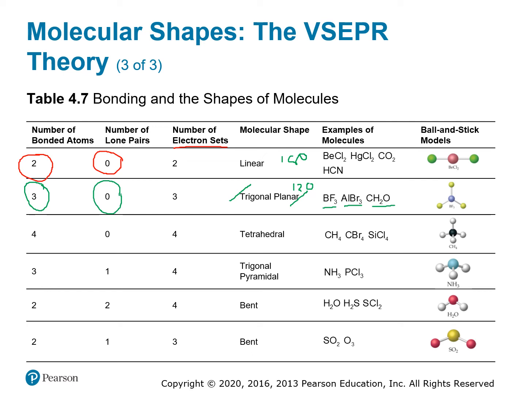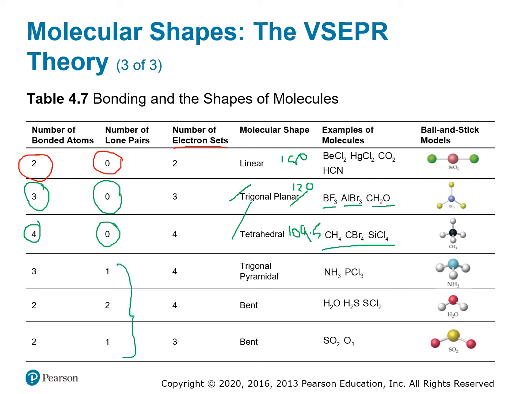Then when you have 4 bonded atoms and 0 lone pairs, the electron sets are 4, it's tetrahedral. And now the examples are methane or carbon tetrabromide or silicon tetrachloride, and this is how the tetrahedral shape will look, and the bond angle will be 109.5. Okay, so these three we also saw on the earlier page. Things start changing when these lone pairs start appearing.